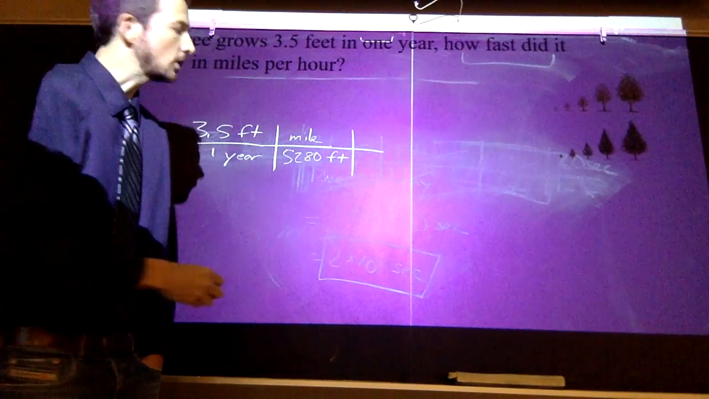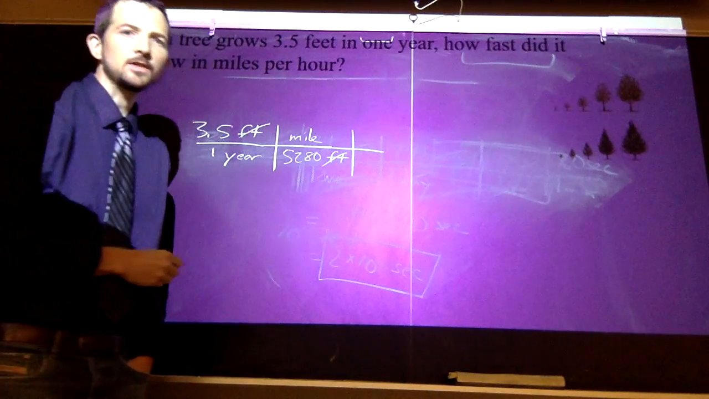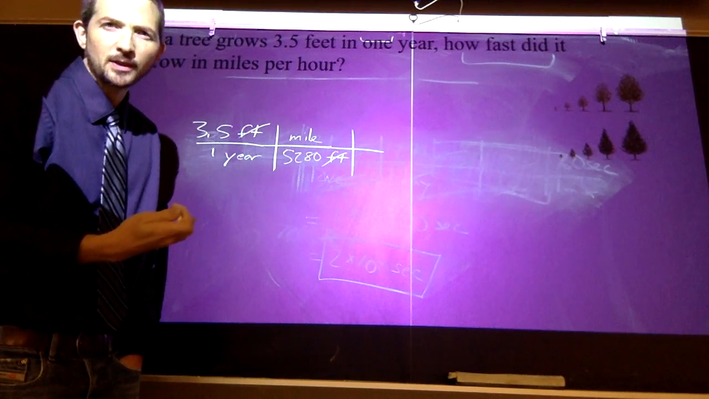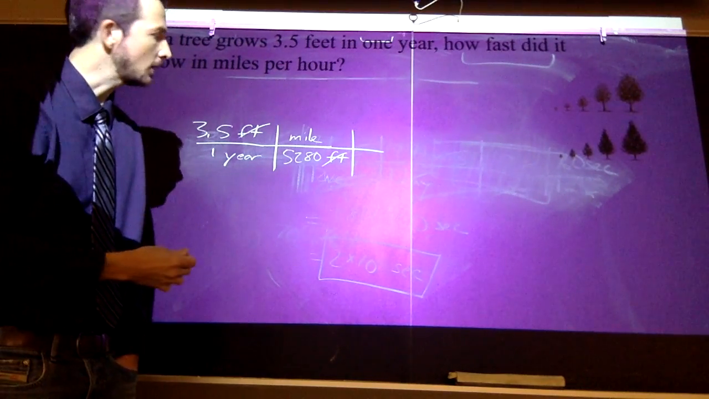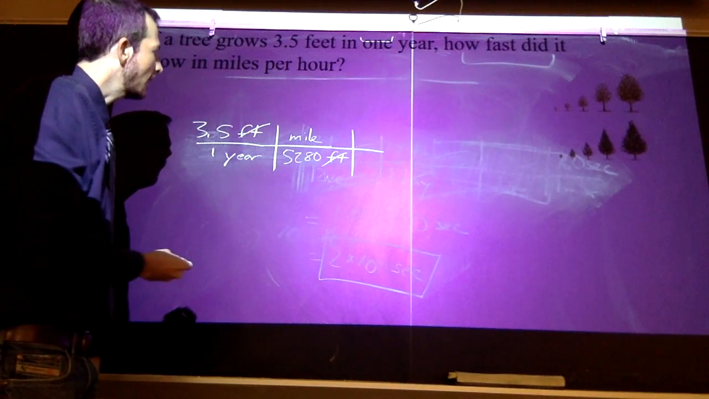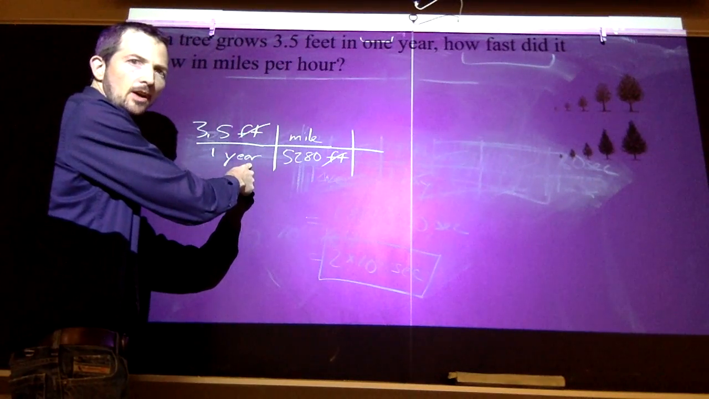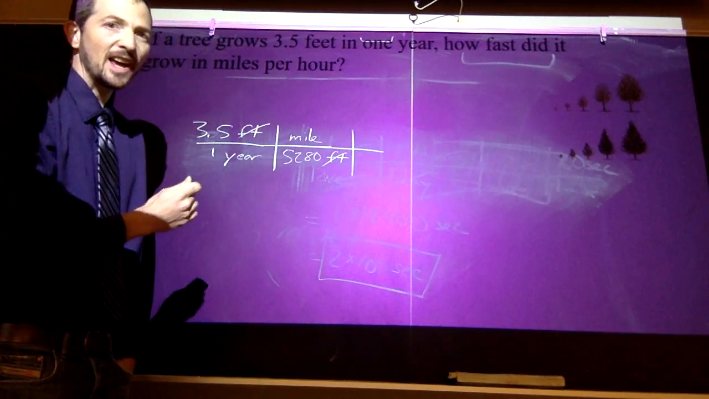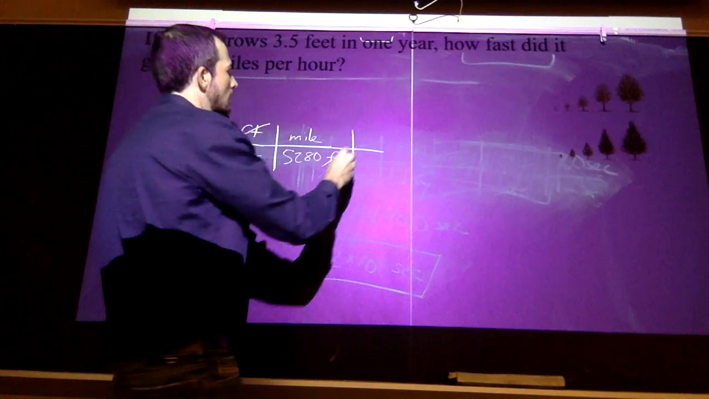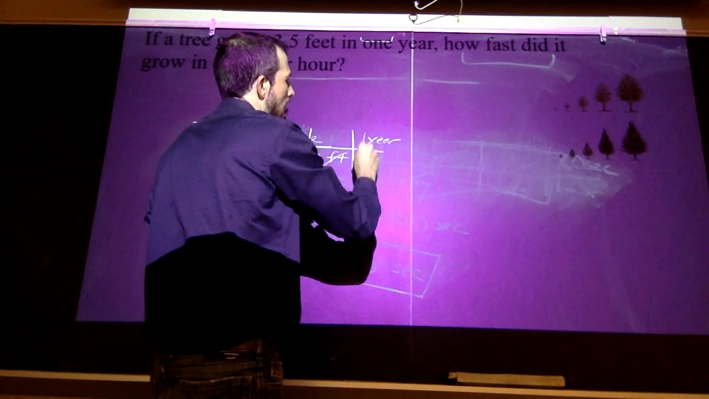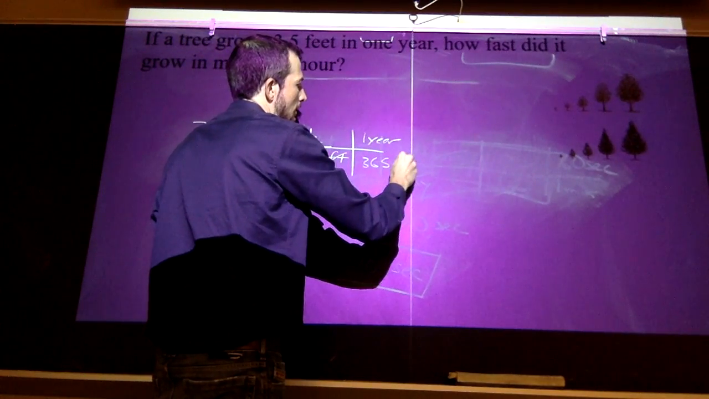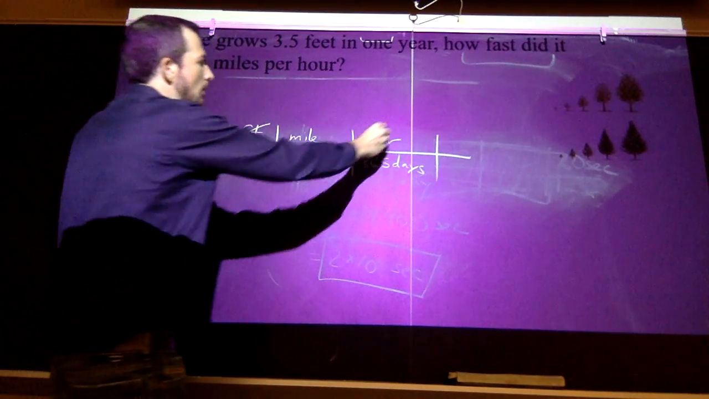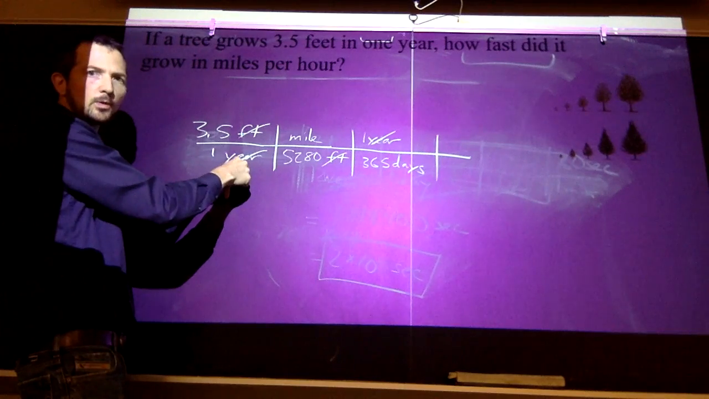And if you didn't know that, you could look that up. That gives you how many miles it grew in 1 year. And it should be a very small number because you wouldn't expect a tree to grow very many miles in a year. Now I want to convert years to hours. What do I know about years? I don't know how many hours are in a year, but I do know how many days are in a year. So in 1 year, there's 365 days.